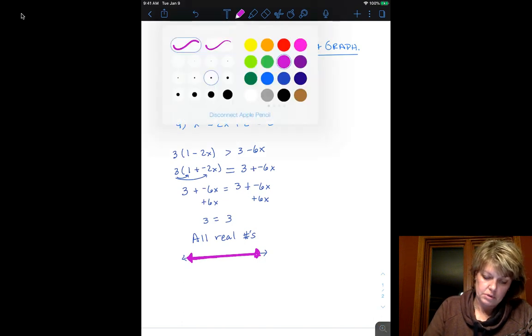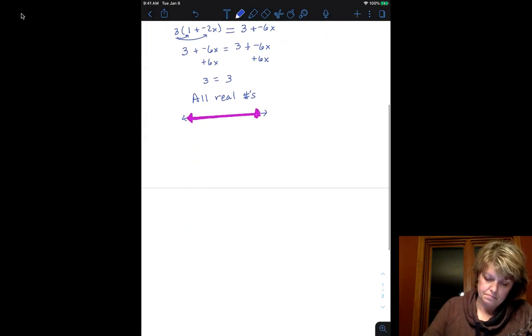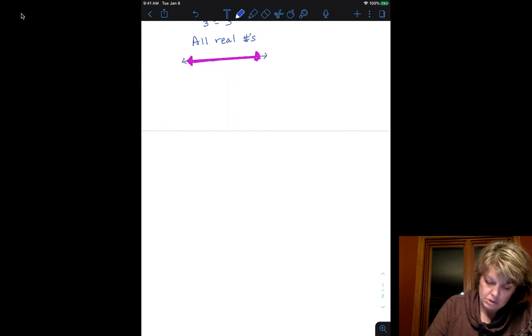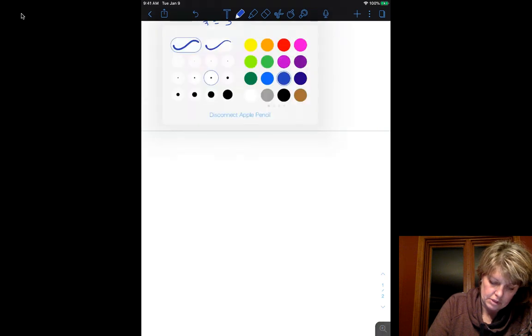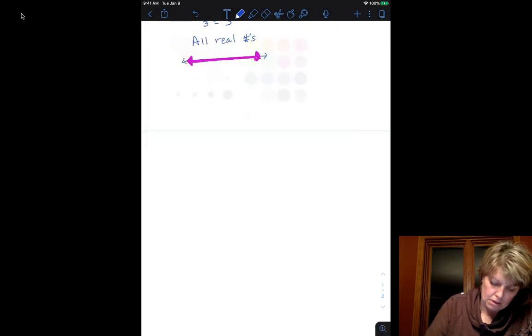Moving to the second one, we have the inequality negative 2 times 5 plus 6n is less than negative 12n.